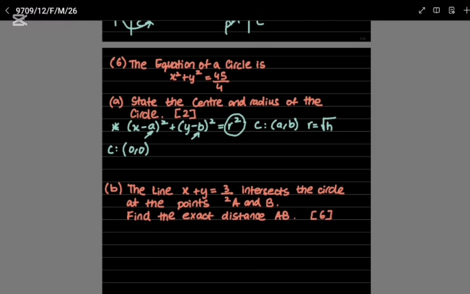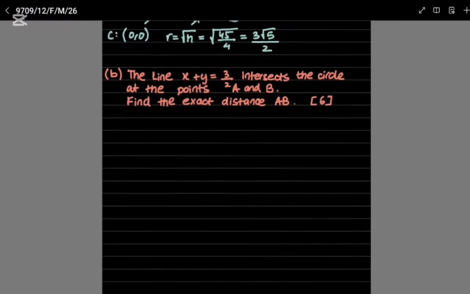Okay, so state the center and radius of the circle. We have found the center. Now what's the radius? r is equal to radical h. What is h? 45 over 4. Now notice, why didn't I say plus or minus this time? Because radius is always positive. It cannot be negative. Okay, so I get this on the calculator. We can just leave it like this.